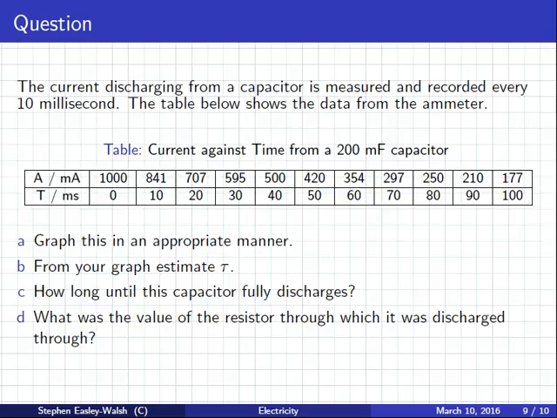And then finally, what is the value of the resistor? Now, you know what the time constant is, don't you? And what's the other formula for time constant? RC. Do you know the time constant? Yes. Do you know the C? Oh, yeah, 200 milli. So can you know the resistor? Yeah. So I think this is okay.